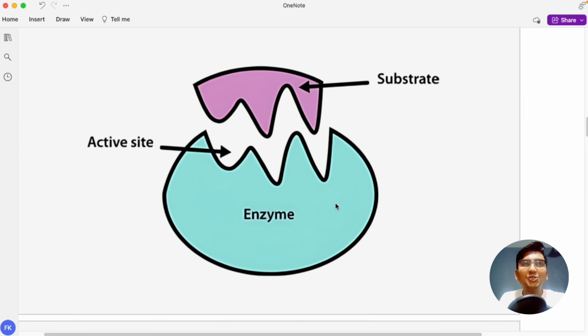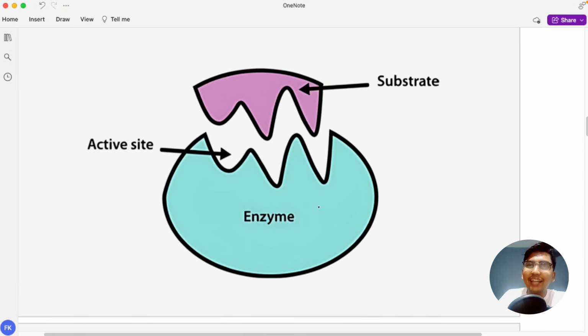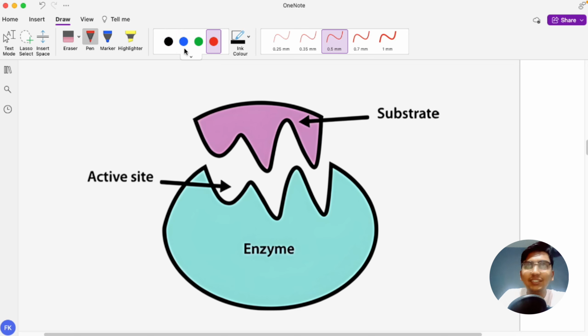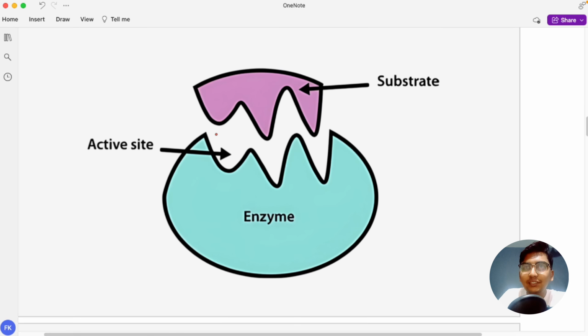Let's look at the structure of an enzyme. As you can see, this structure, let me draw it in a different pen, is the active site, okay? And this is a substrate. If you look closely, you can see they are complementary in shape, right? They can fit with one another.